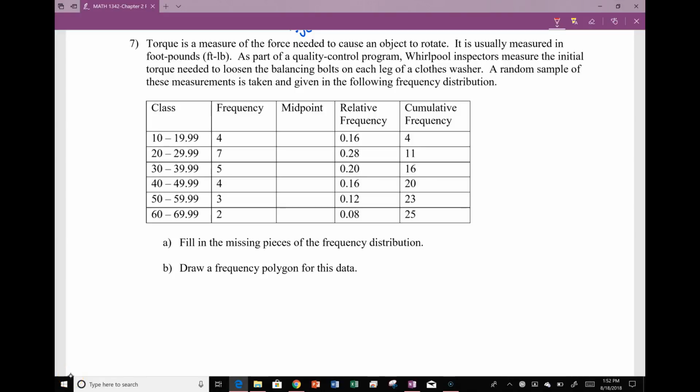We would like to continue with our practice problems. So in number 7, we have: torque is a measure of the force needed to cause an object to rotate. It is usually measured in foot-pounds.